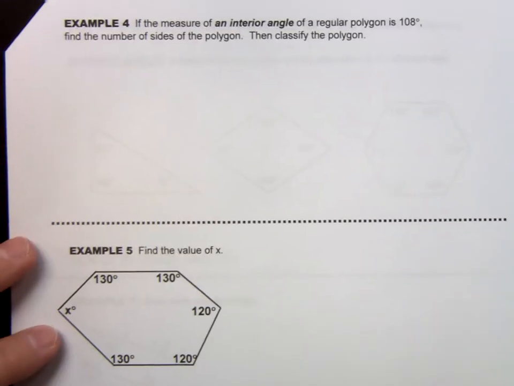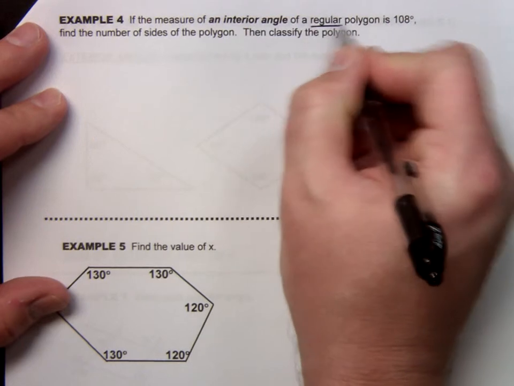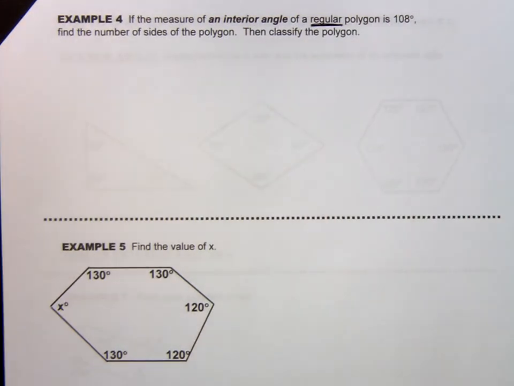Alright, let's look at example 4. If the measure of an interior angle of a regular polygon is 108 degrees, find the number of sides of the polygon and then classify the polygon. Alright, so how can we do this? We just talked about the fact that if it's a regular polygon, all the angles are congruent.